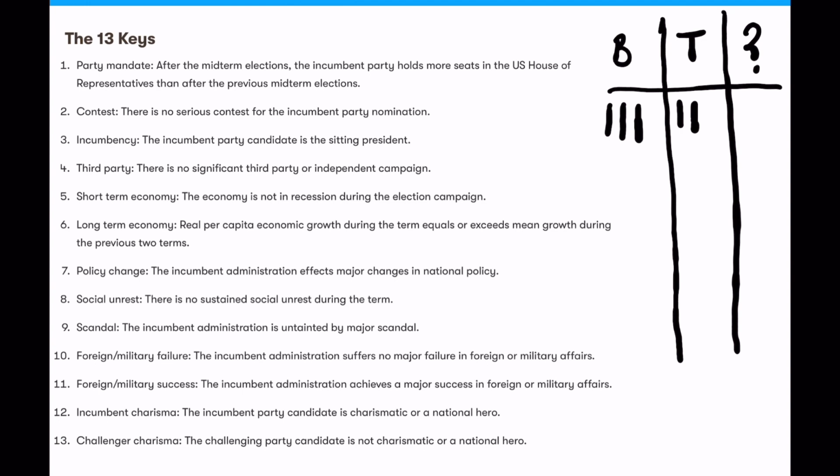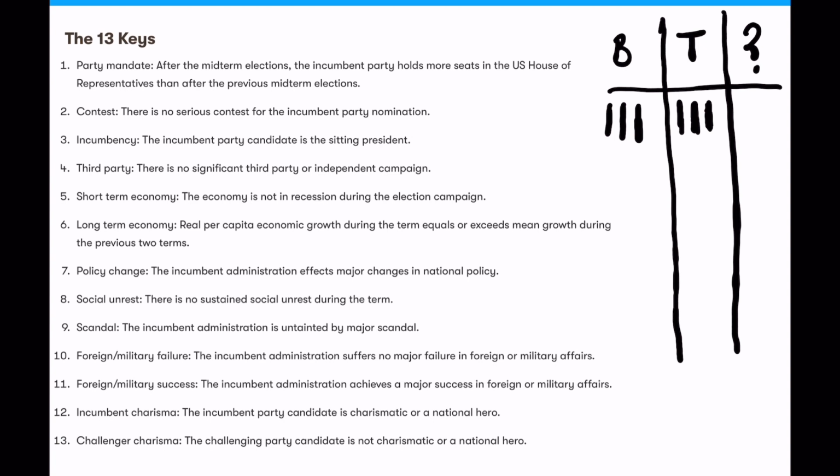All right. So long-term economy: real per capita economic growth during the term equals or exceeds mean growth during the previous 2 terms. I believe this is false. We can hash this out, but with inflation, you got a lot of Americans suffering right now. The middle class is suffering. Credit card debt is at unprecedented levels because people are having to live off their credit cards. It's difficult to make ends meet, difficult to live without going even further into debt, so I'm going to put a tick over on the Trump side there. So right now we're still tied.